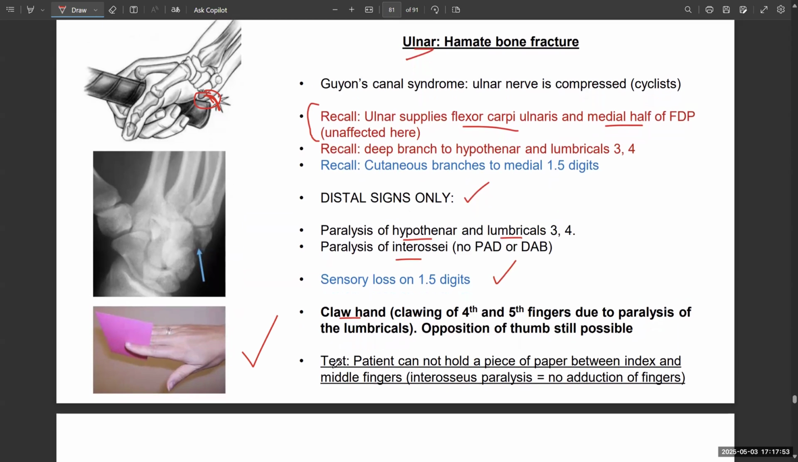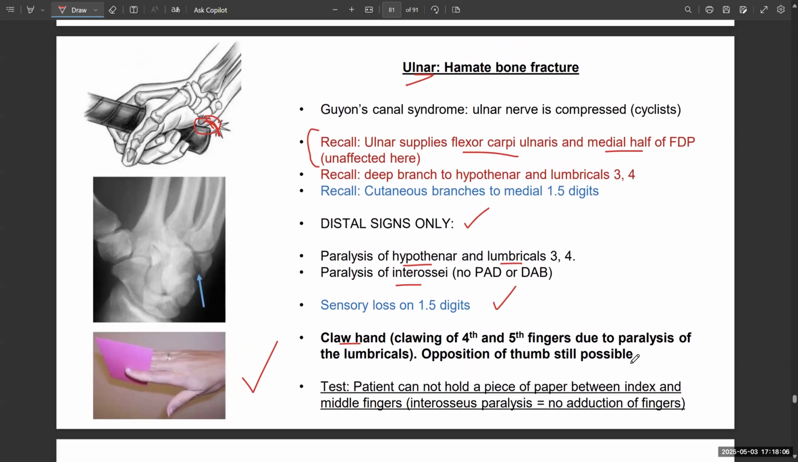So you have a test. A patient cannot hold a piece of paper between index and middle fingers. That gives you interosseous paralysis and no adduction of fingers. Since we have paralysis of the interosseous, so no PAD, no DAB. In order to hold a piece of paper between the fingers, you have to bring your fingers closer together to hold the paper. So the patient will not be able to bring his fingers closer together because his interossei are paralyzed. So he cannot hold this piece of paper.